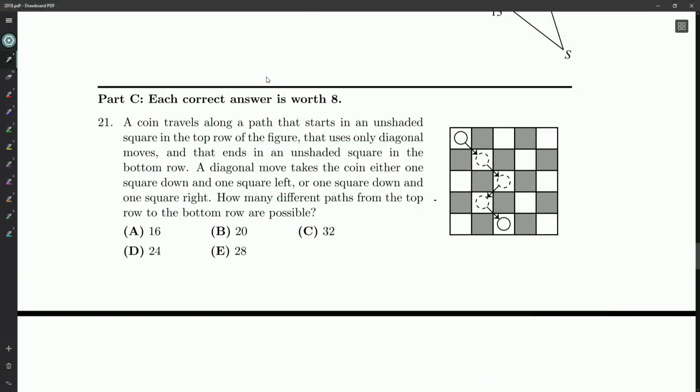What have we got? A coin travels along a path that starts in an unshaded square in the top row of the figure. So just top row, not necessarily top right, so I guess it could start here or here. A diagonal move takes the coin either one square down and one square left, or one square down and one square right, just in case we started up here or we wanted to jump down here. How many different paths from the top row to the bottom row are possible?